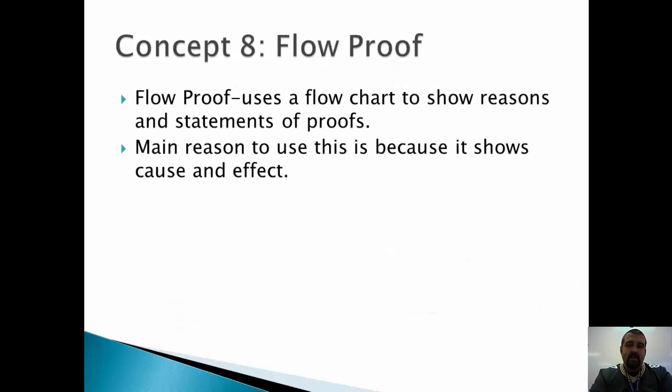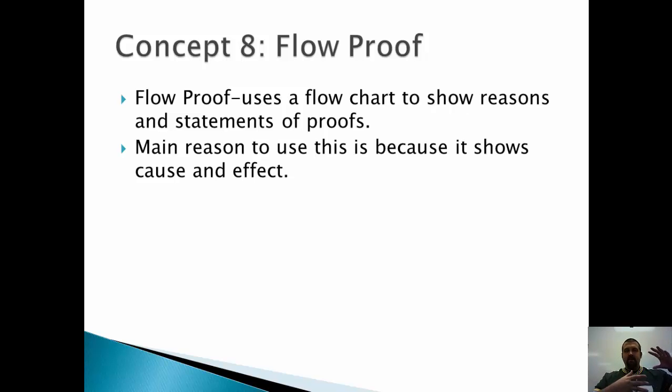We're going to be in section 3 for today. The first concept is a pretty straightforward one. We just want to learn about how to make a flow proof. This is actually something that your book goes into in section 5. However, I want to take care of it right now. It uses a flow chart to show reasons and statements of proofs. Main reason is so that it shows cause and effect.